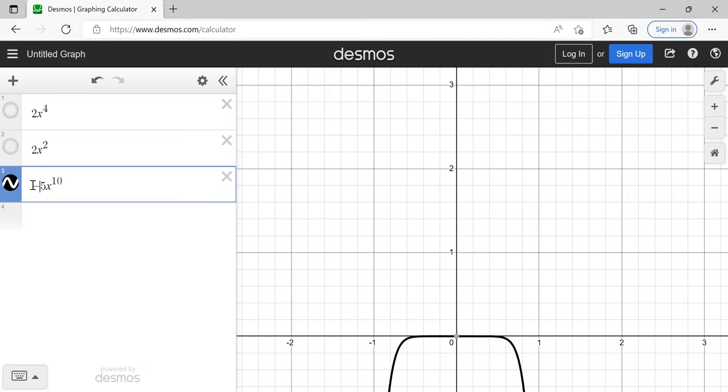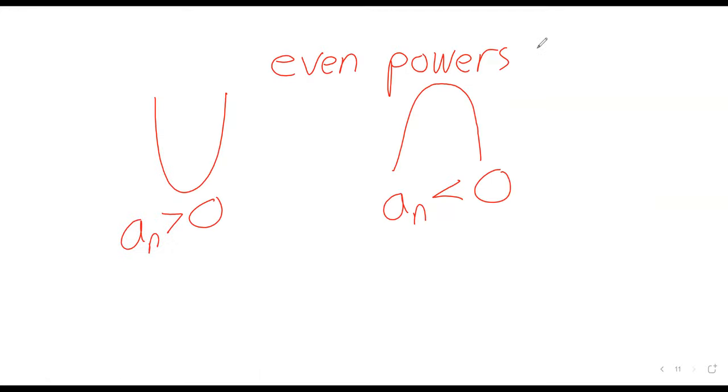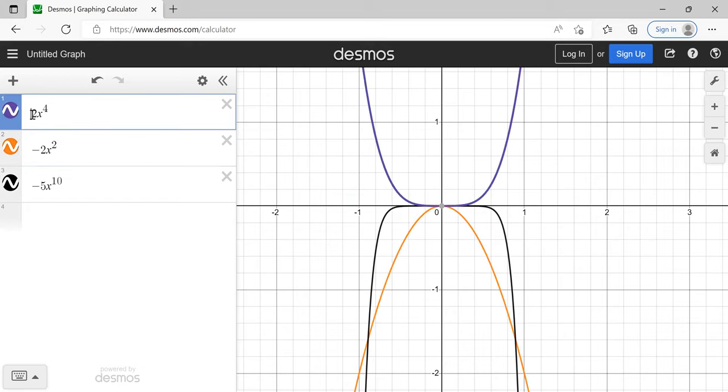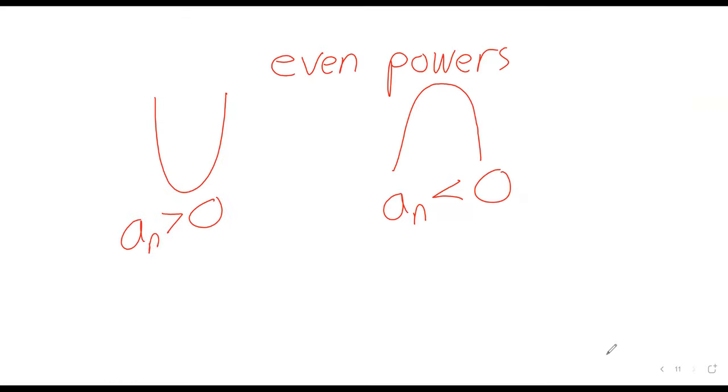And if I make this negative, this is just what I said would happen on the whiteboard. And similarly, if I make this negative, or if I make this negative. So that's options one and two. I guess these are the cases where the power is even.